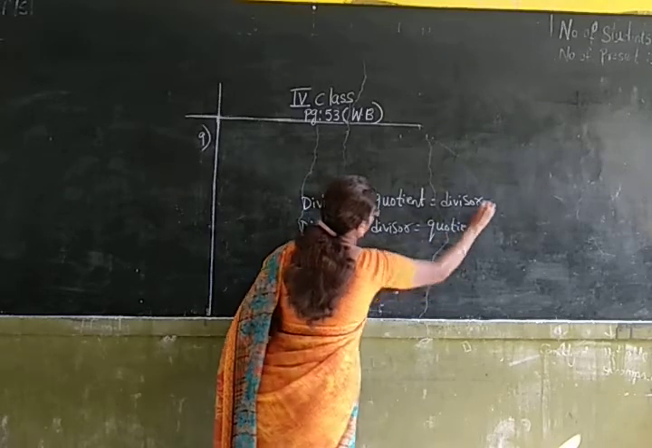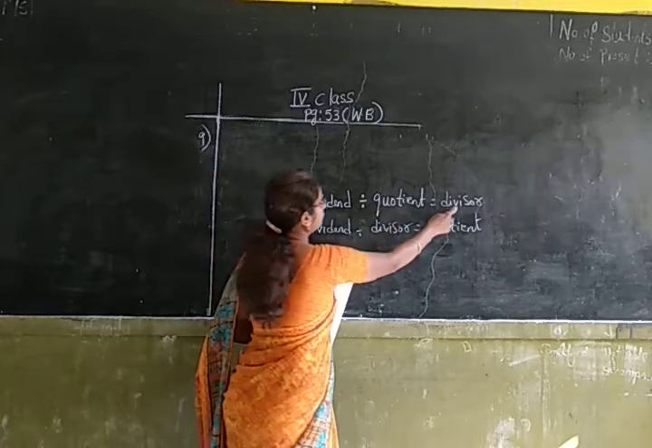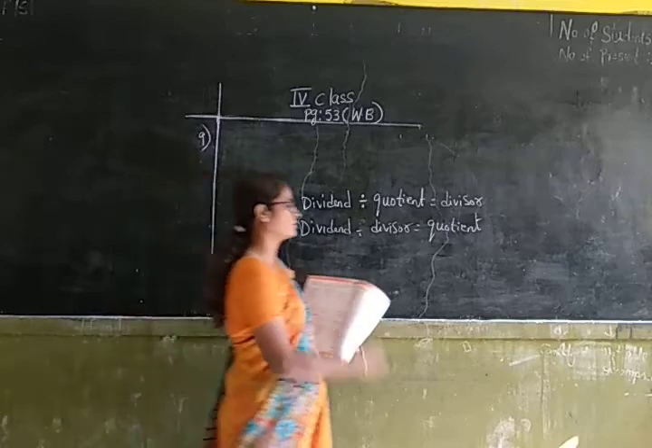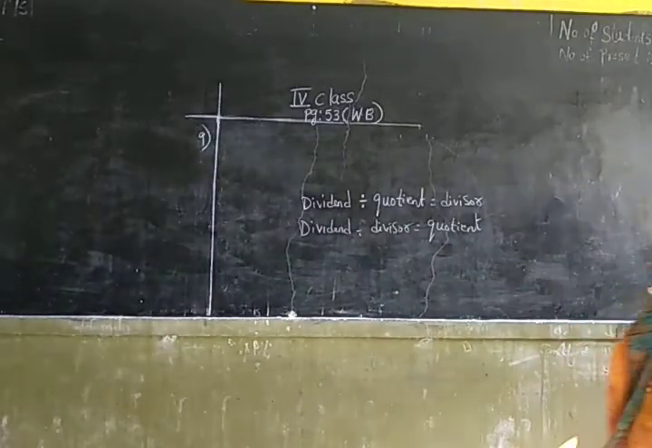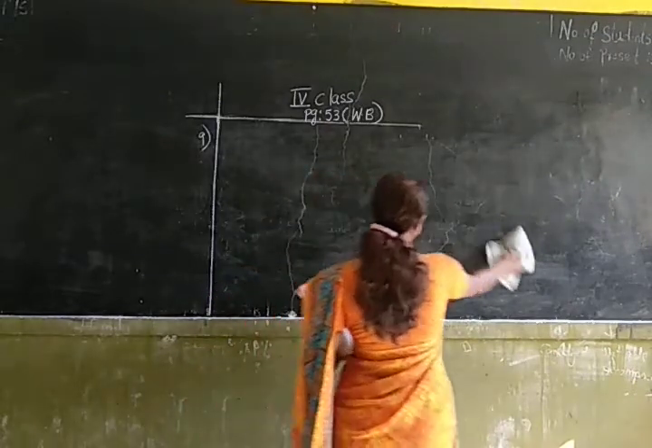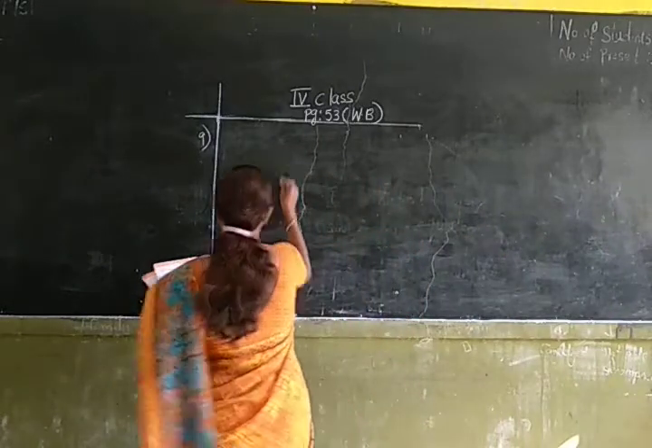So here we are given the dividend and the quotient. We have to find out the divisor. That means you have to do the division to find out the divisor. You have to divide the dividend with the quotient to find out the divisor. Okay, children? So, which is the dividend?